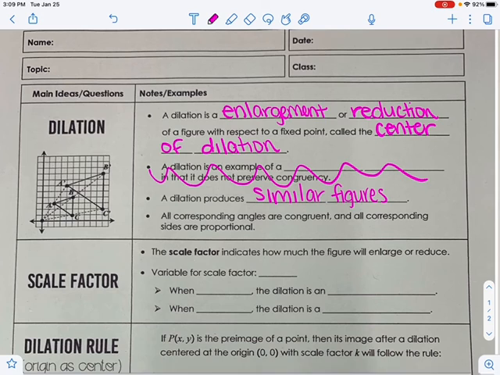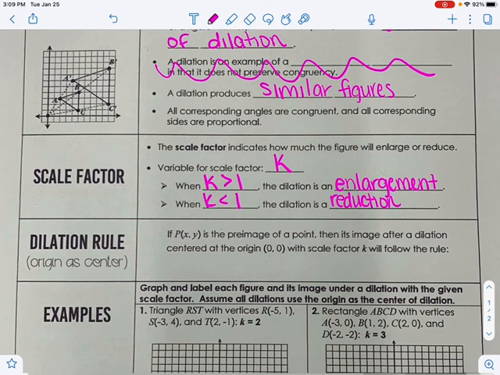The first thing, though, when we do a dilation is we have to determine a scale factor. And we use the letter K in the formula. And there are two scenarios. If the scale factor K is greater than 1, we are enlarging, or it's an enlargement. If K is less than 1, we have a reduction. And then the formula we use, it's on every coordinate. So we have an XY coordinate, and all we do is we multiply the scale factor to it.